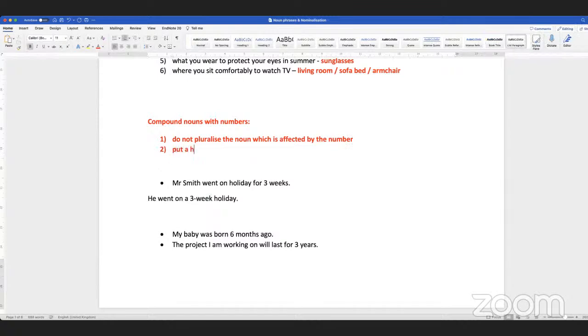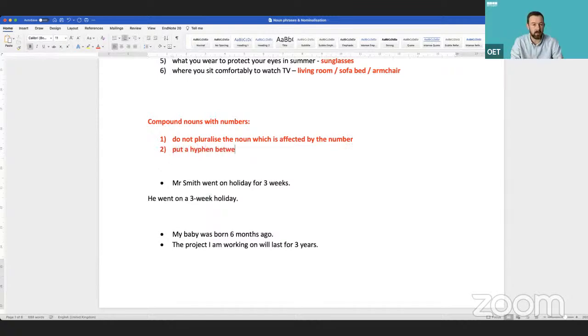Two, put a hyphen between the number and the noun affected by the number. Okay, we don't put it here. I don't do that. It's just there. Now, it's slightly more complicated when it comes to this one.